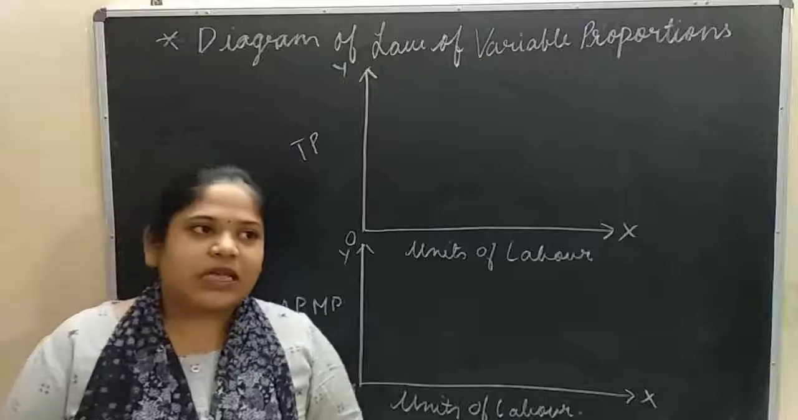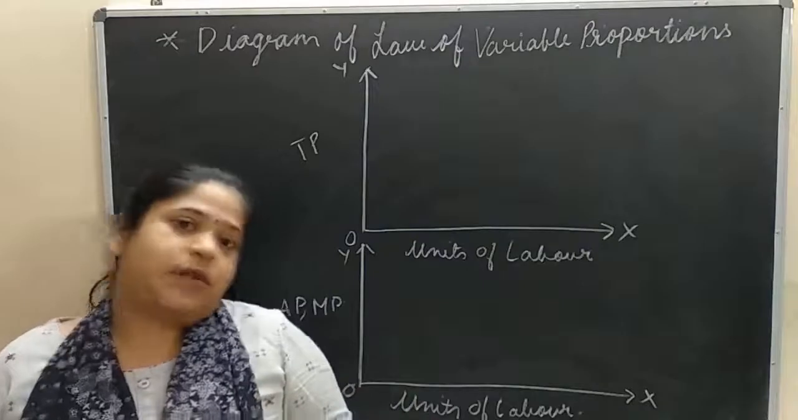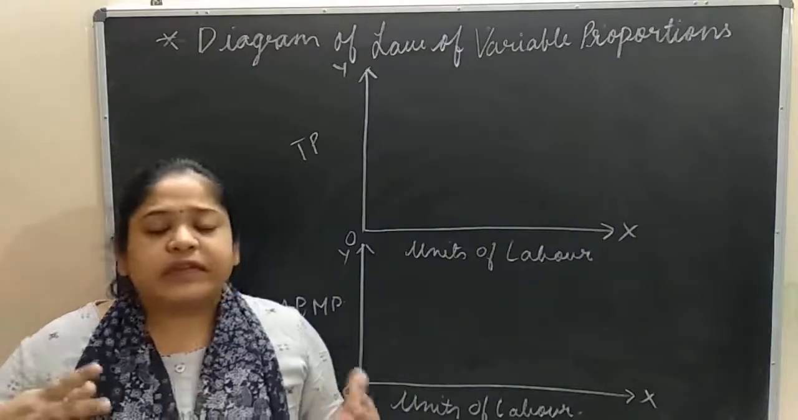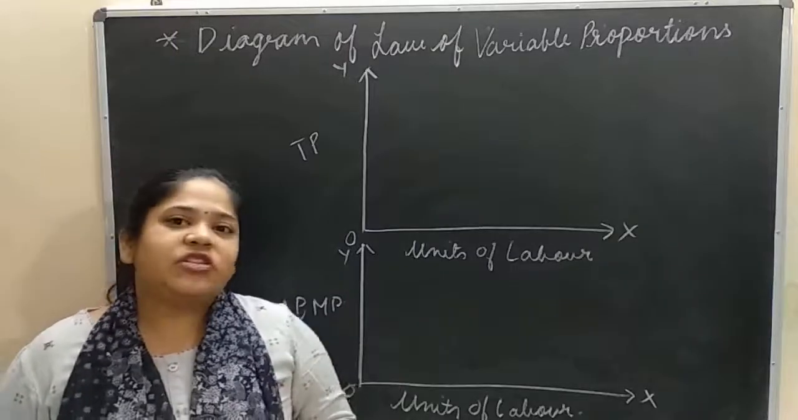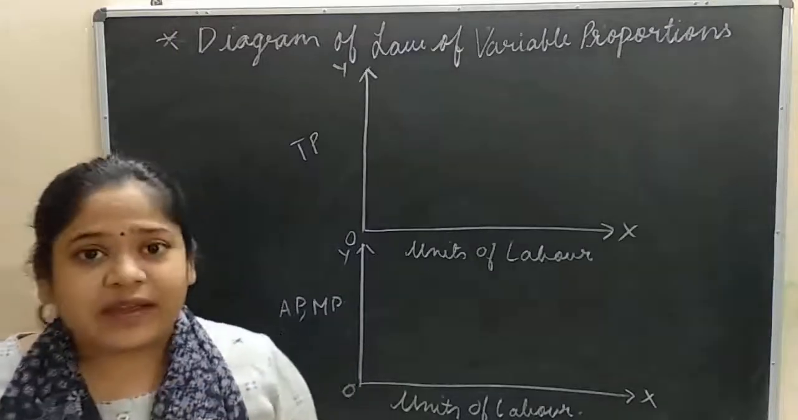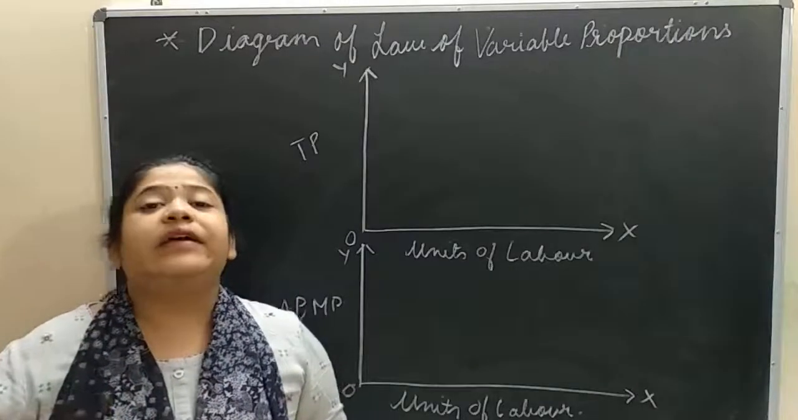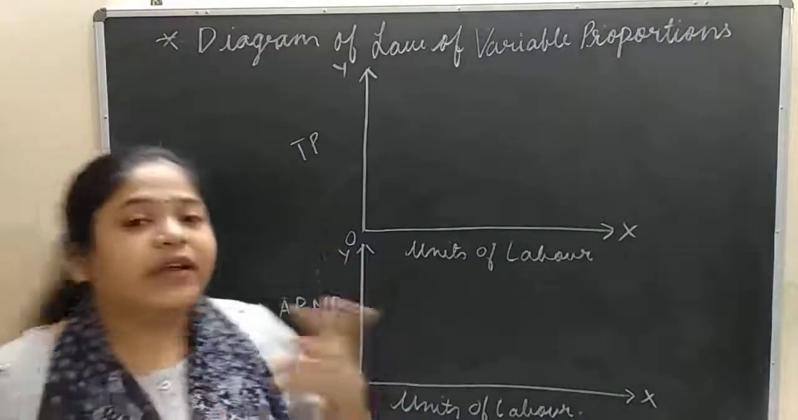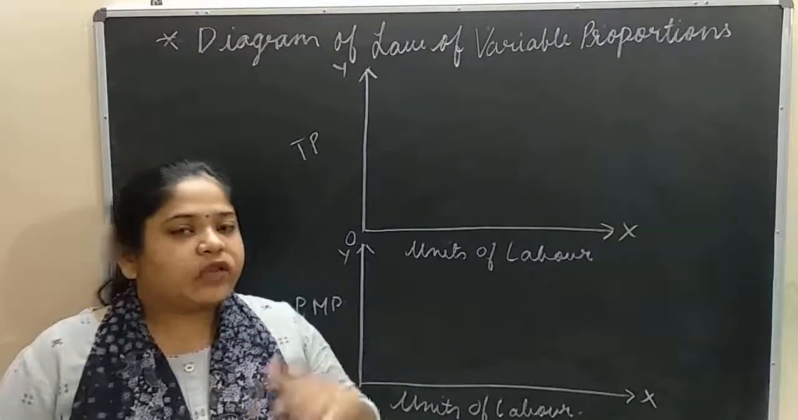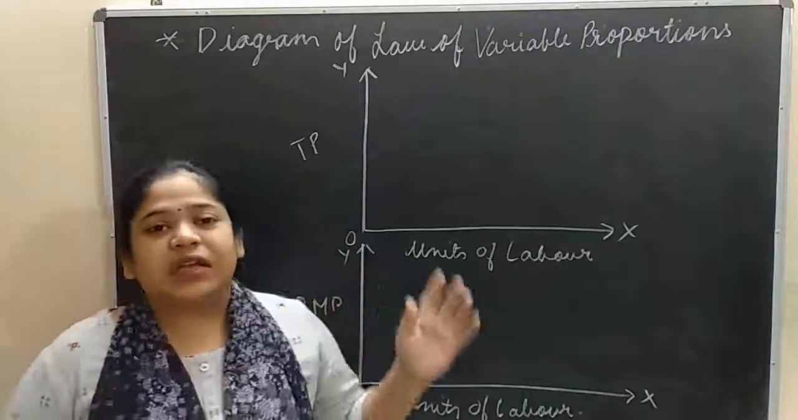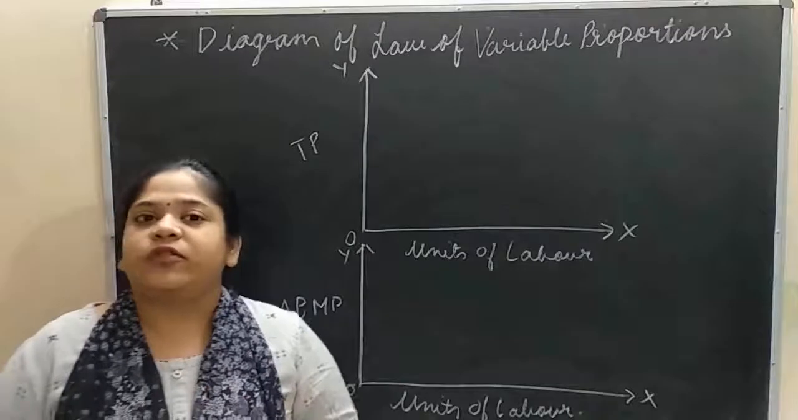Good morning, students. Last class we did the law of variable proportion and the assumptions to it. The law of variable proportion states that total product initially increases at an increasing rate, and then starts increasing at a decreasing rate. We did the three assumptions to the law. In today's class, we will be discussing the diagram of the law of variable proportion and the explanation to the diagram.